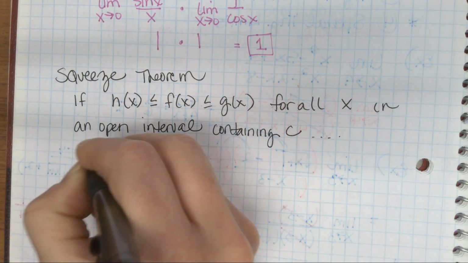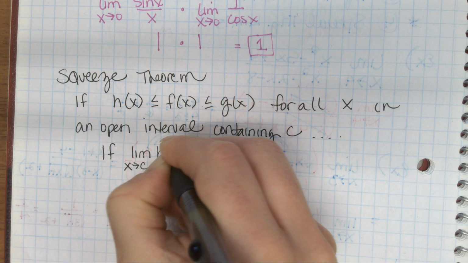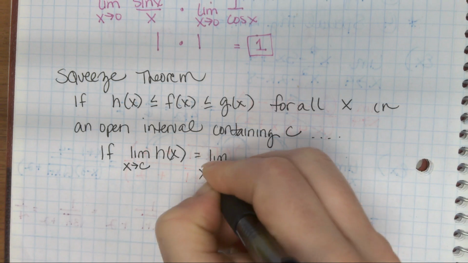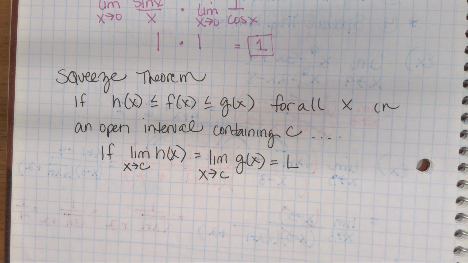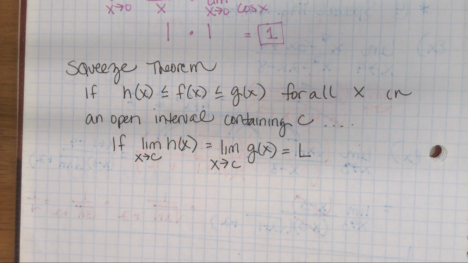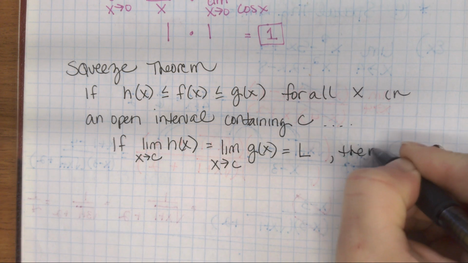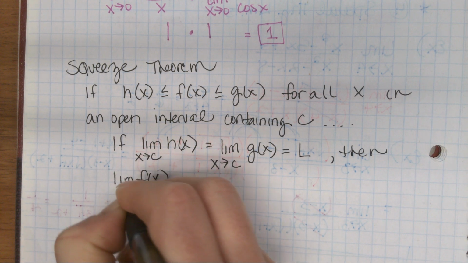if the limit as x goes to c of h of x equals the limit as x goes to c of g of x equals L. So all that's saying is, the things that f is sandwiched between have a limit of L. They have the limit of the same thing. So if that's true, the thing that's between them, which is f of x, is also going to have a limit of L.